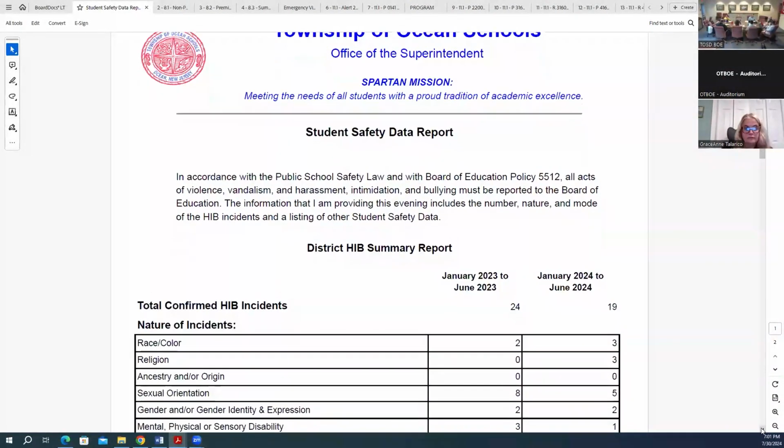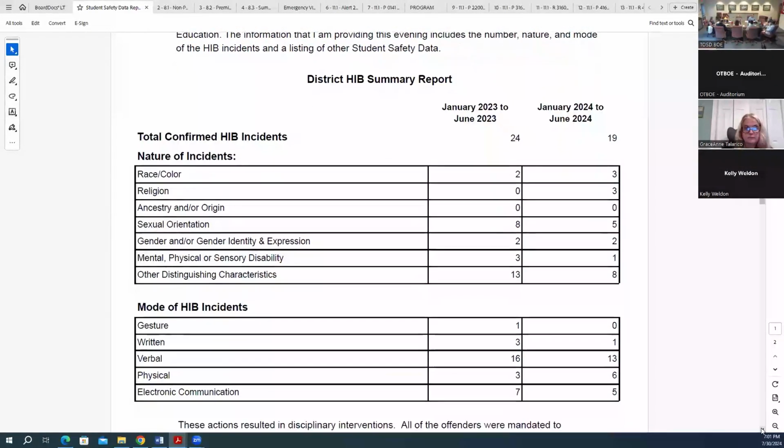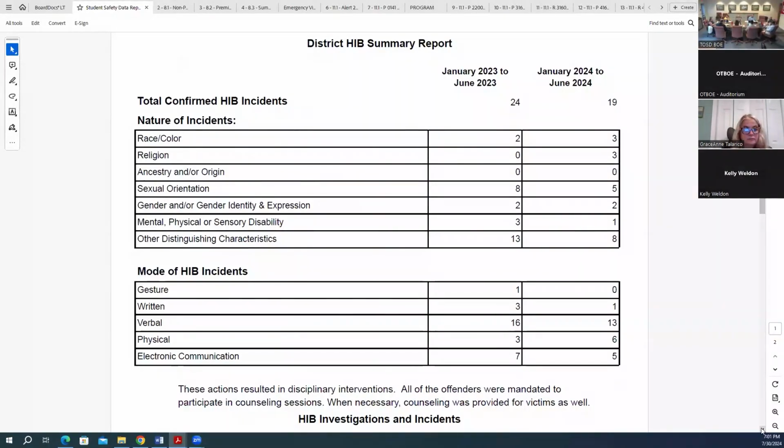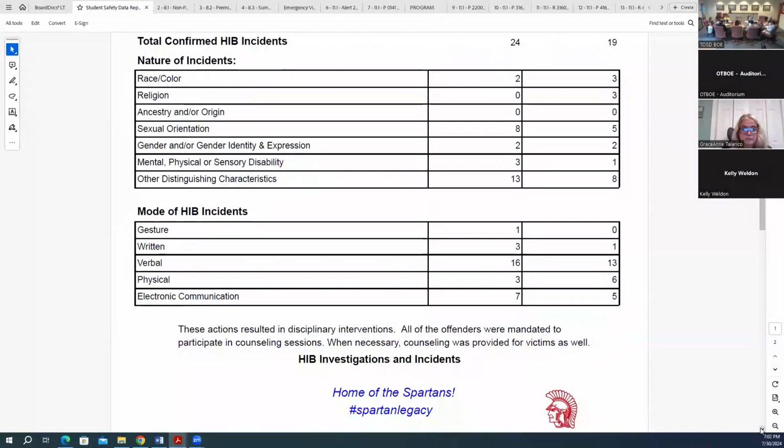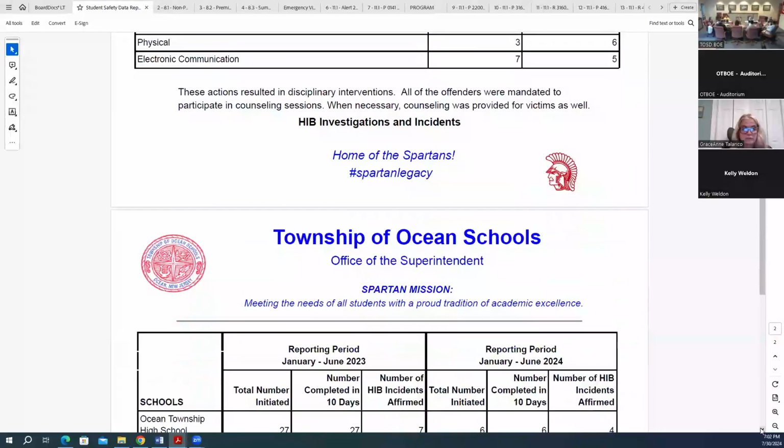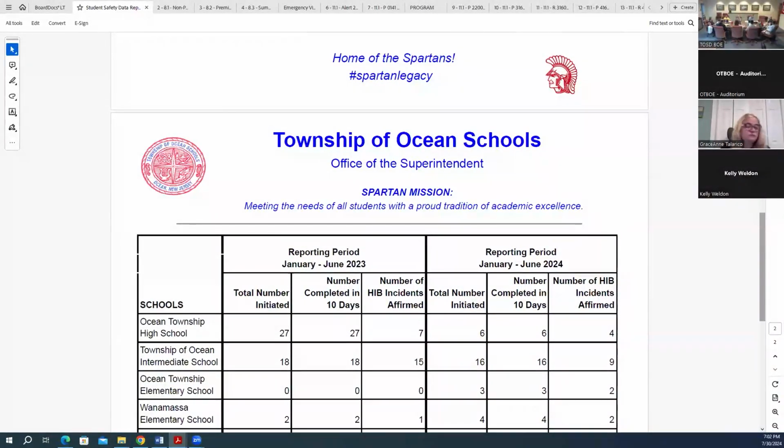On the first page, you are looking at the HIB incidents from January 23 to June 23 in the left column of data, and in the rightmost column, January 24 to June 24 as a comparison. We had 19 total confirmed HIBs this spring semester, as compared to 24 confirmed HIBs in the same span last year. Below, they are broken down by the nature of the incident, meaning what motivated it, such as race, religion, or ancestry. Then below that, you see a chart of the way the incident was carried out: a gesture, written, verbal, physical, or electronic.